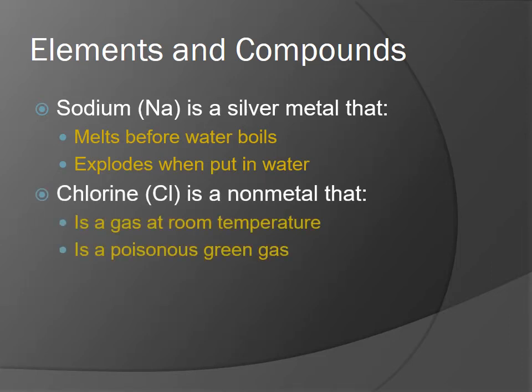Consider chlorine. Chlorine is another element. Chlorine is actually a nonmetal, the opposite of what sodium is. And chlorine is already a gas at room temperature. In fact, it's a poisonous green gas that was used as a chemical weapon in World War I, one of the first unfortunate uses of a chemical in warfare. And it's a very deadly green gas.